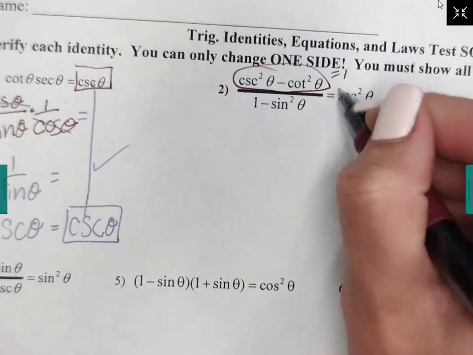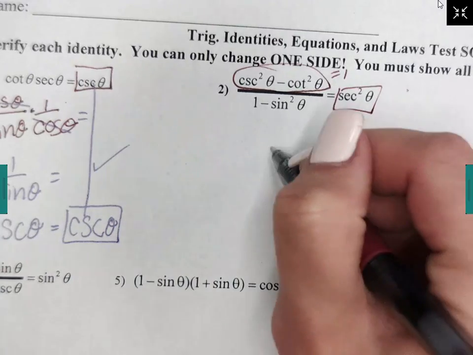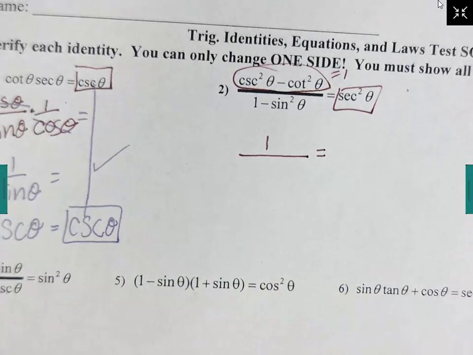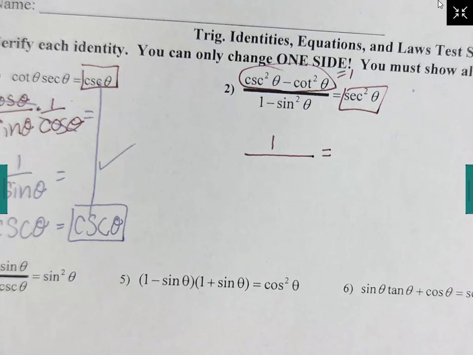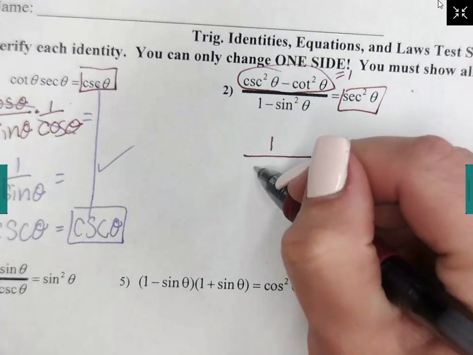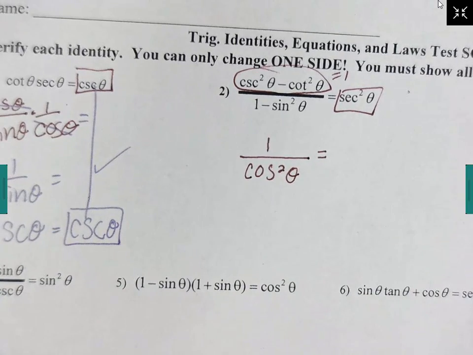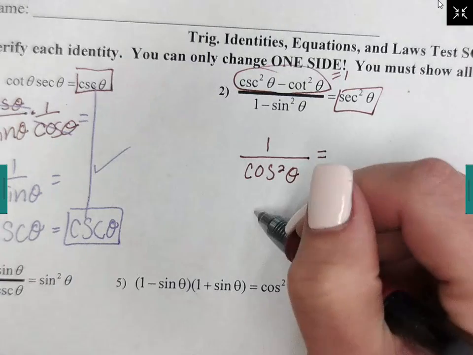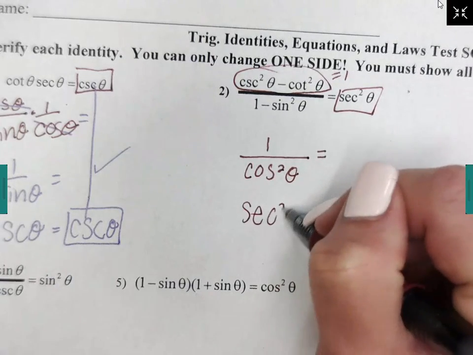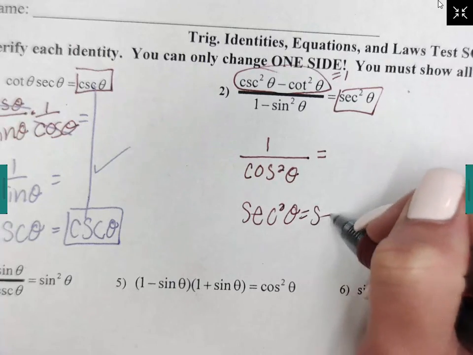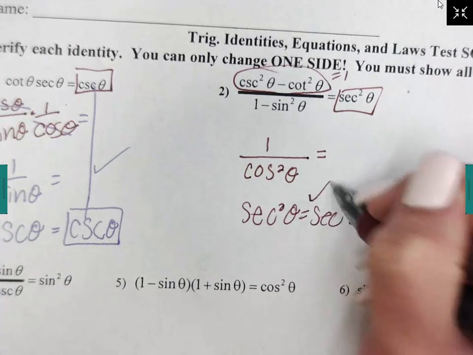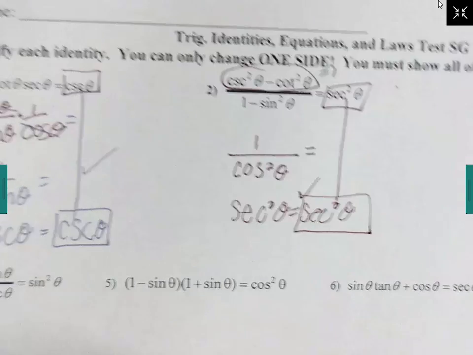All right. This is staying the same. So what's in the denominator? What is 1 minus the sine squared of theta equal to? Cosine squared. Okay. And what's 1 divided by the cosine squared of theta? Secant squared. And guess what we wanted this to be equal to? Very good. So we are done. Any questions?